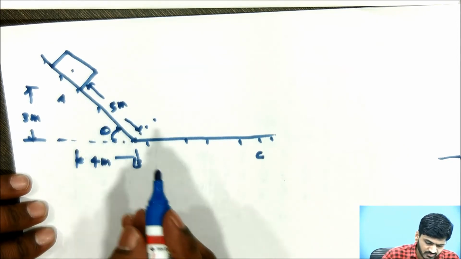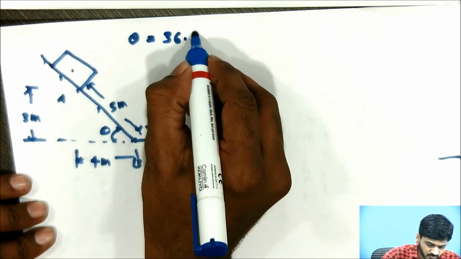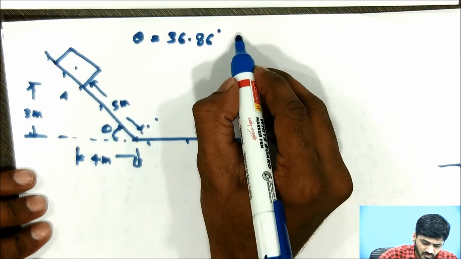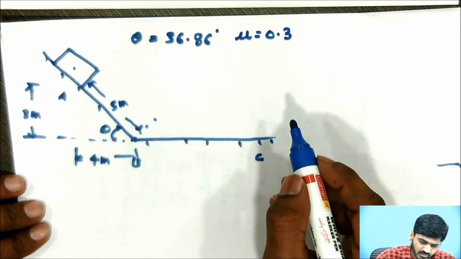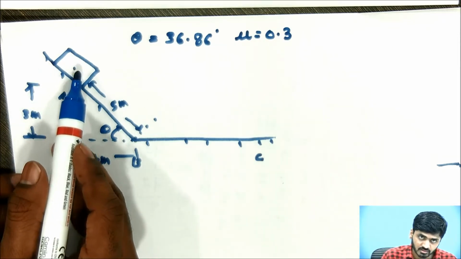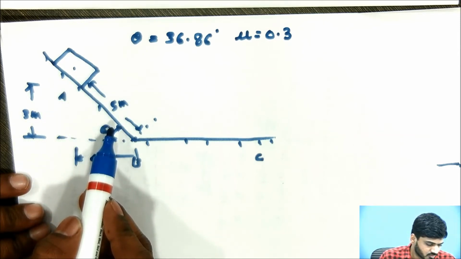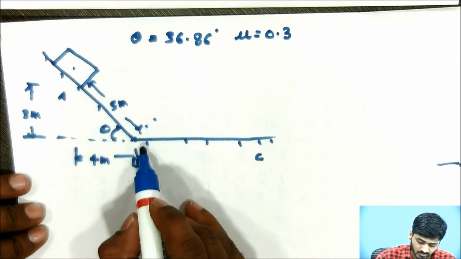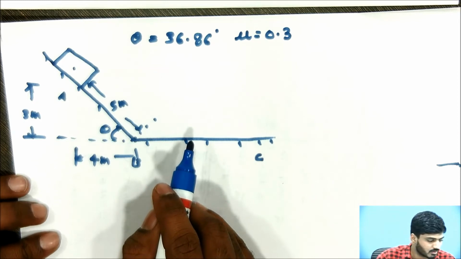Theta, you may consider here that the value of theta is 36.86 degrees. The value of mu they have given is 0.3. The horizontal distance you may calculate. First condition, the block slides from A to B. At that moment you may calculate the final velocity at point B. Initially it's 0. Now the same block moves from B to C, and at that time we are calculating the distances.